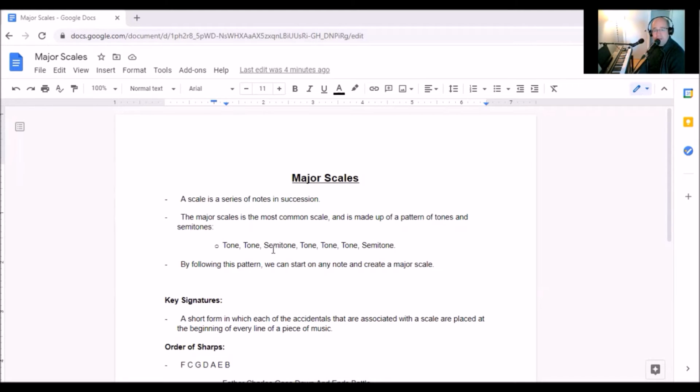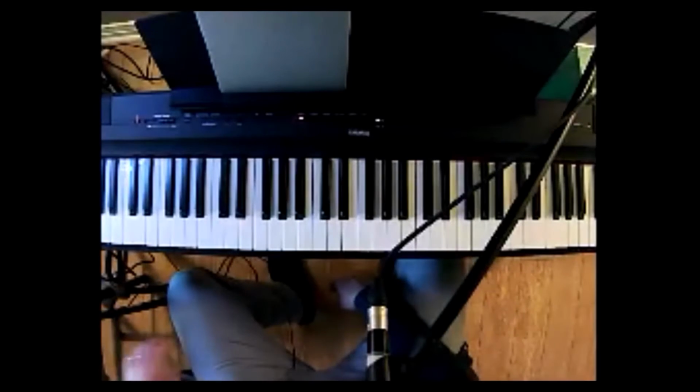So the way that the major scale is organized is by the following series of notes. We have tone, tone, semitone, tone, tone, tone, semitone. And by following this pattern, we can start on any note and create a major scale. So now what we'll do is we'll switch over to the piano and speak a little bit about how we can apply this starting on any note.